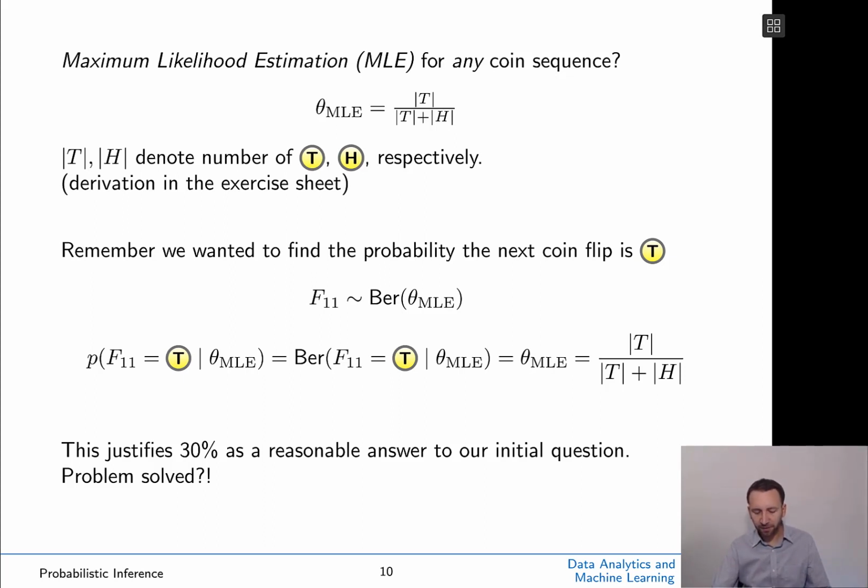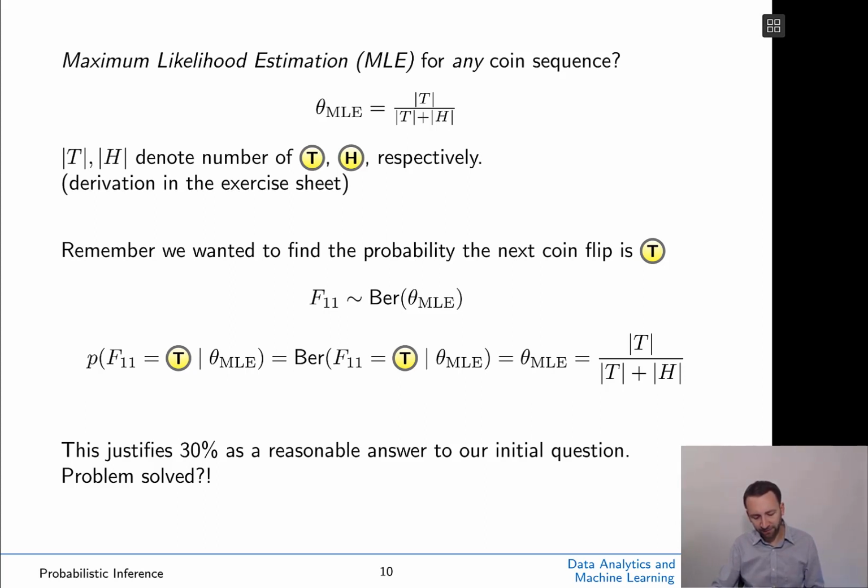Okay, so now let's go back to the actual question, right? Our actual question was the following: we wanted to predict the outcome of the next coin flip, the 11th coin flip. And now we can do the following. We know it's an IID scenario. We know the 11th coin behaves like the previous coins. And we have now derived that a good estimate for the previous coins is this theta MLE, so 0.3 in the previous case. So we can say the 11th coin very likely will also behave like a Bernoulli distribution with the same parameter, 0.3. So meaning it shows tail with 0.3 probability and head with 0.7 probability.